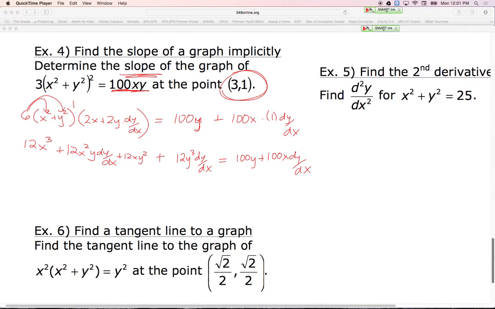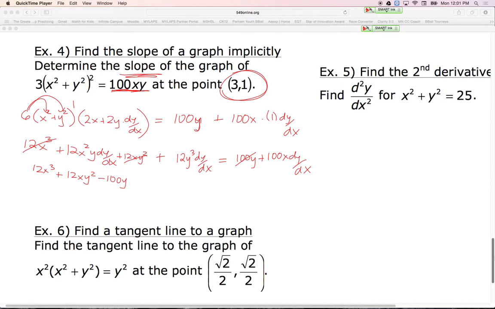So here's what we're going to get. We're going to get 12x cubed plus 12xy squared minus 100y. So that took care of these three. X squared y. Did I not do that right? No, I think it's x squared y, isn't it? No, it should be, because it was 6y squared times this, 12x xy squared.